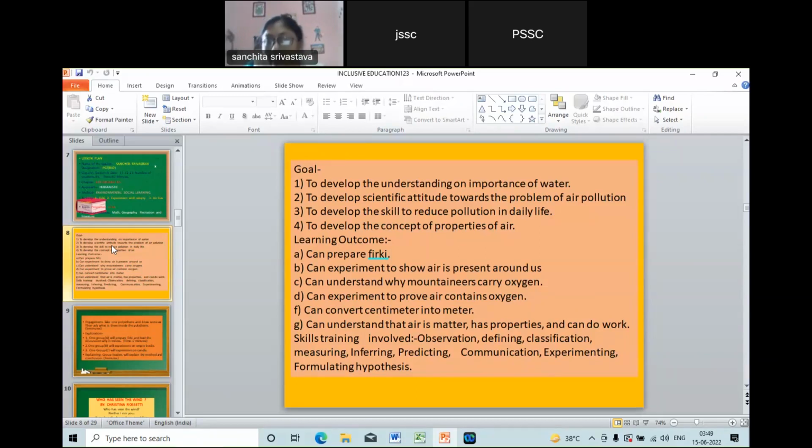Okay, so in that we did skill training, involving observation: the child has to observe, then defining, see the properties of air, then defining is their classification. Air can exist in various forms. Okay, then measuring, inferring, which means coming to a conclusion, predicting what can happen, communicating.